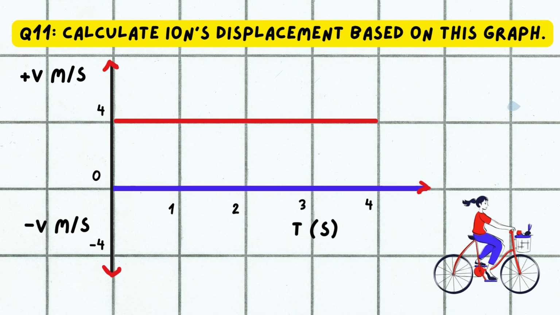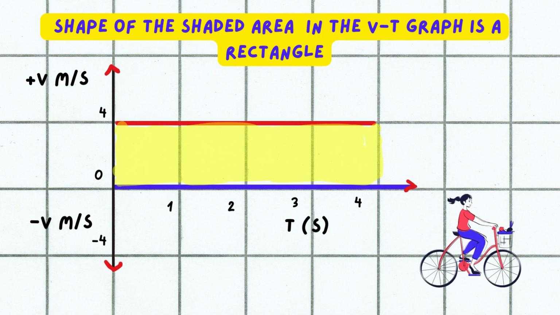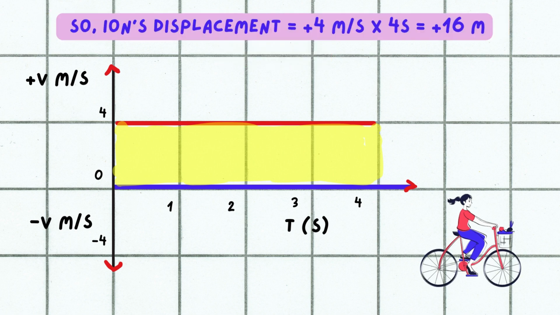Question 11. Ion is biking. Calculate her displacement based on the graph shown below. For uniform motion, that is moving at a constant velocity, the shape of the area under the graph, as you see here, is a simple rectangle, which is just base times height. So Ion's displacement equals plus 4 meters per second times 4 seconds, which equals plus 16 meters.